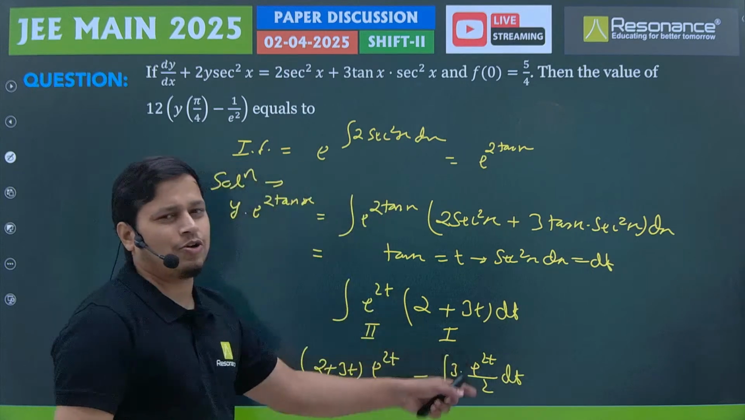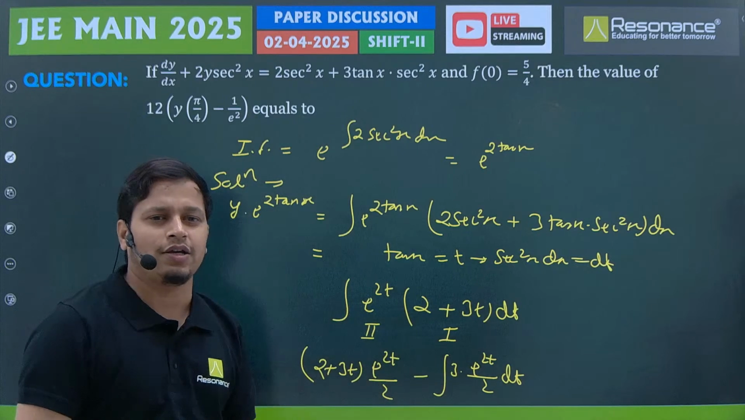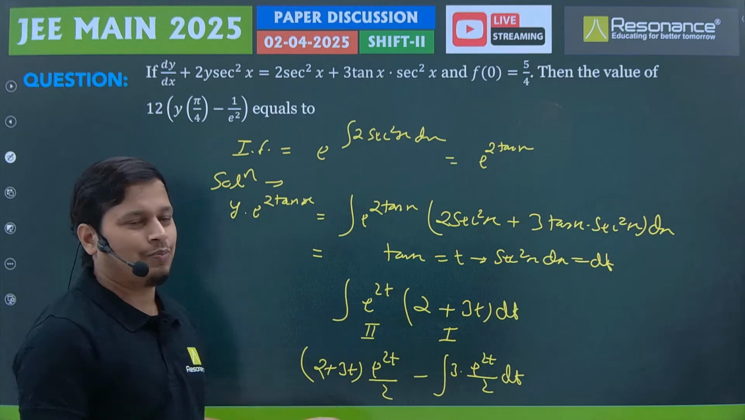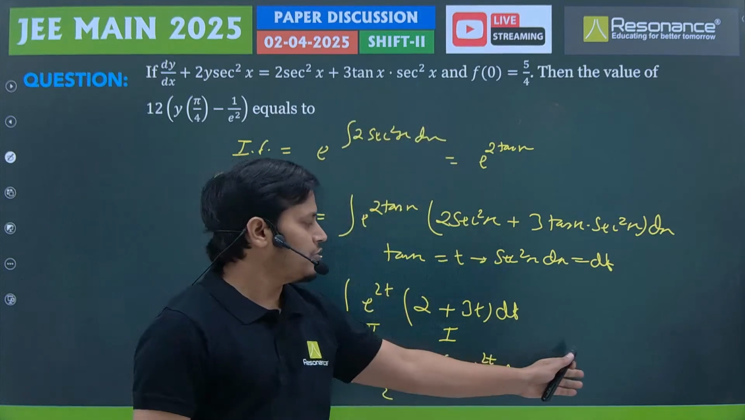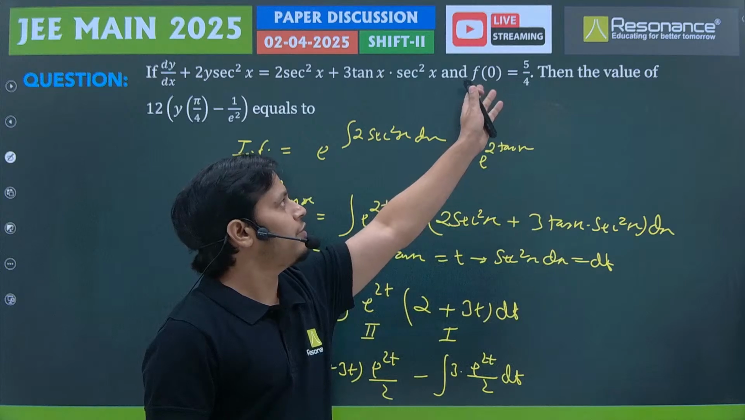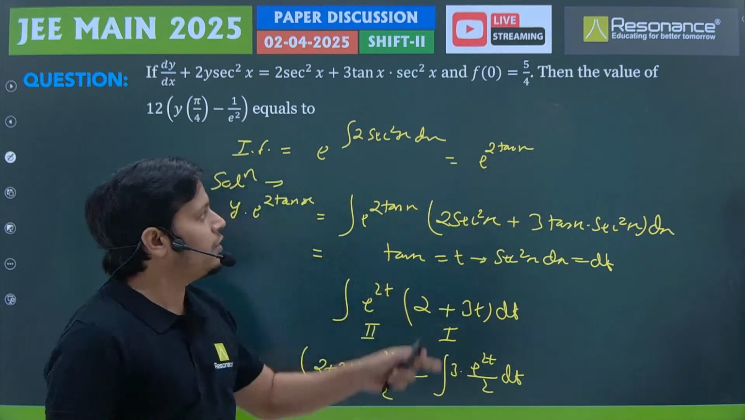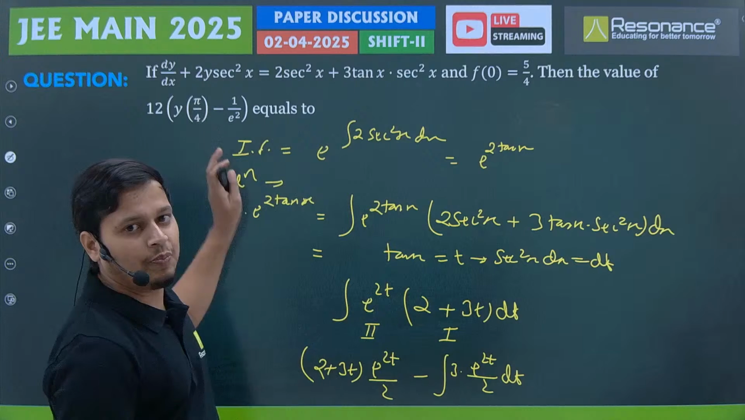Now further, the integration of e power 2t by 2 can be written again as e power 2t by 2. That is a simple one. Later we put the t again in terms of x. Then here the coefficient of integration c will come. For that, f(0) is given, we get the value of c, and then later we find the value of y at pi by 4.